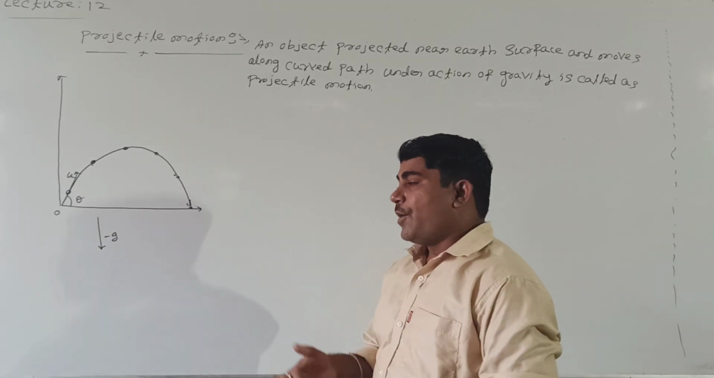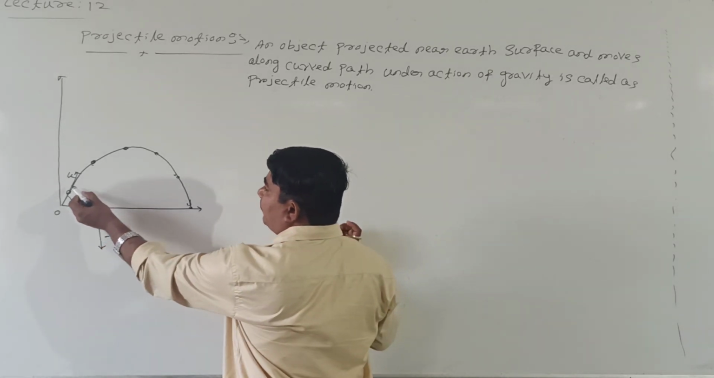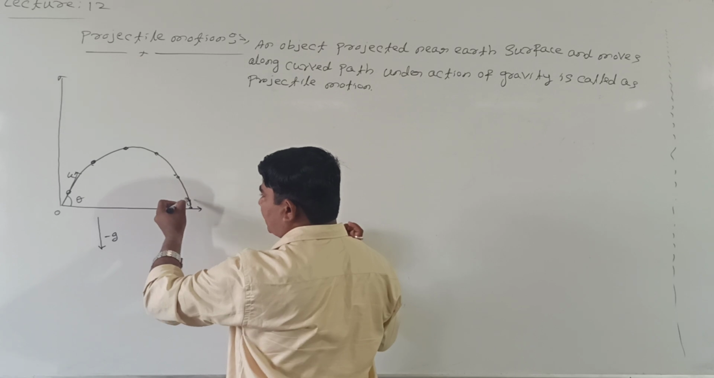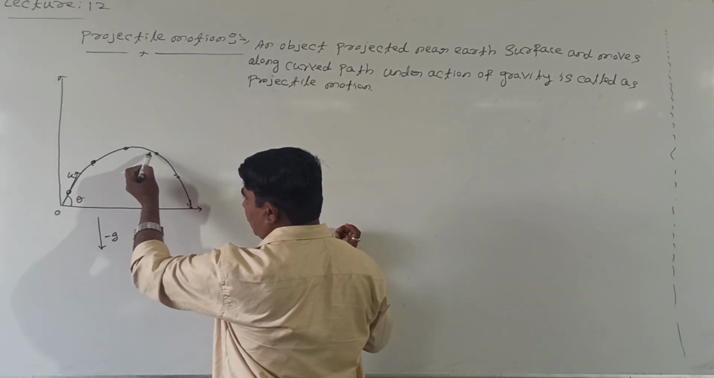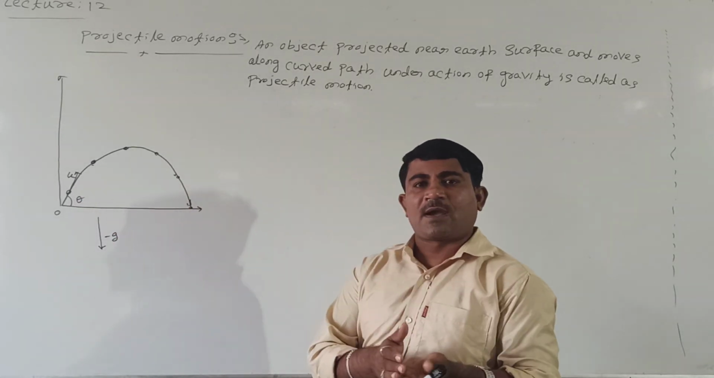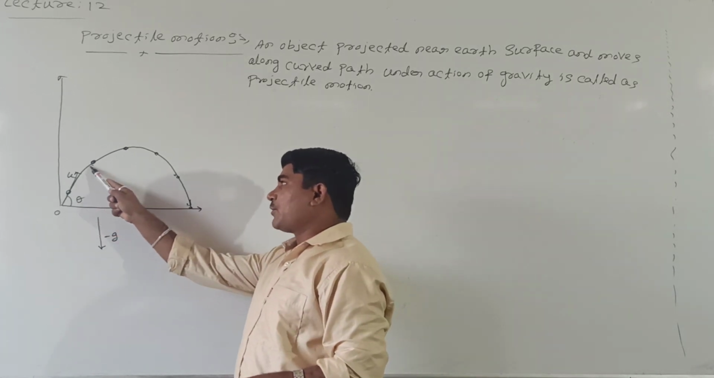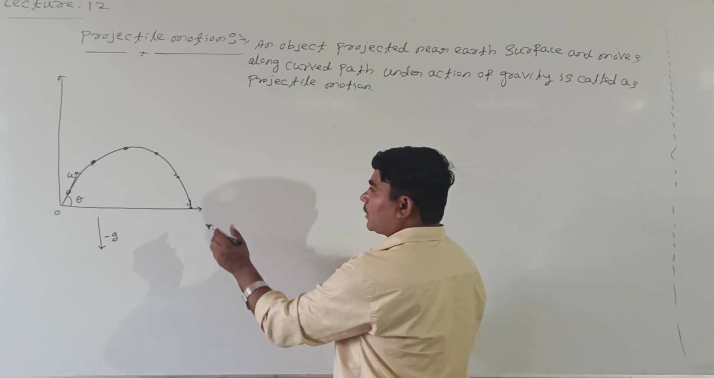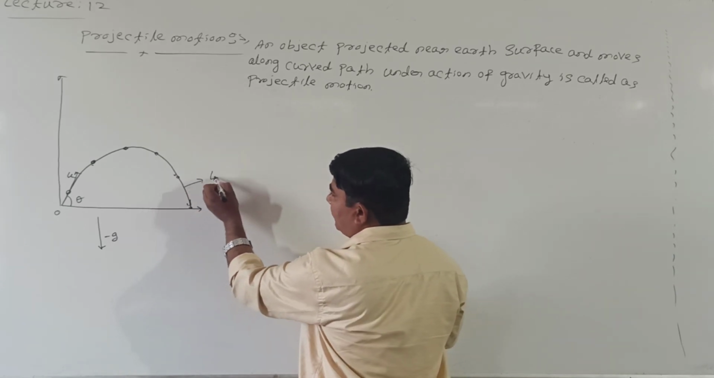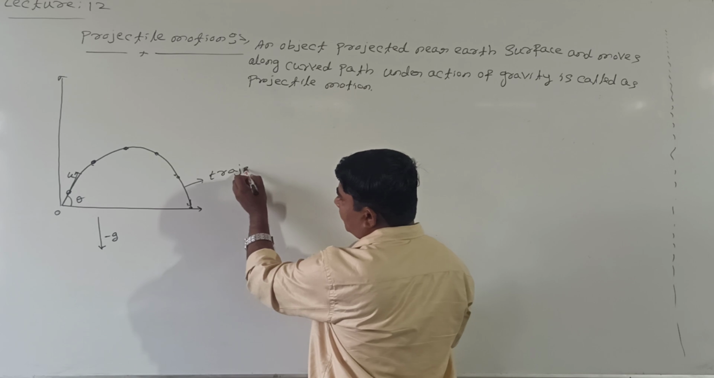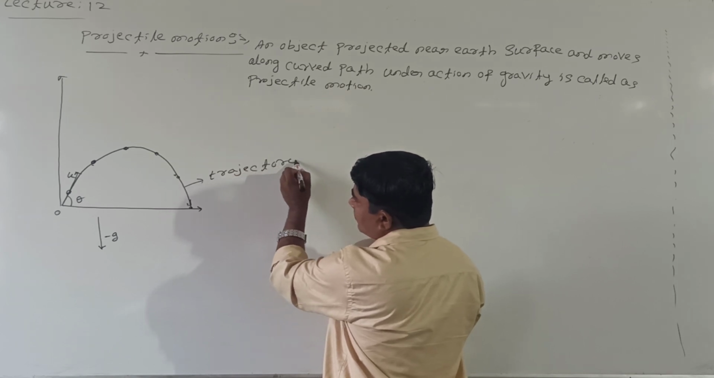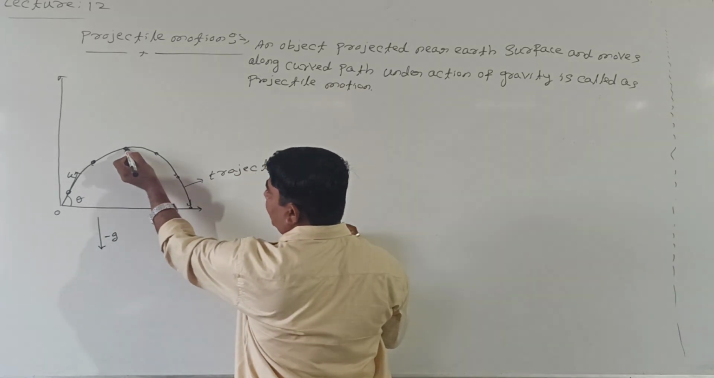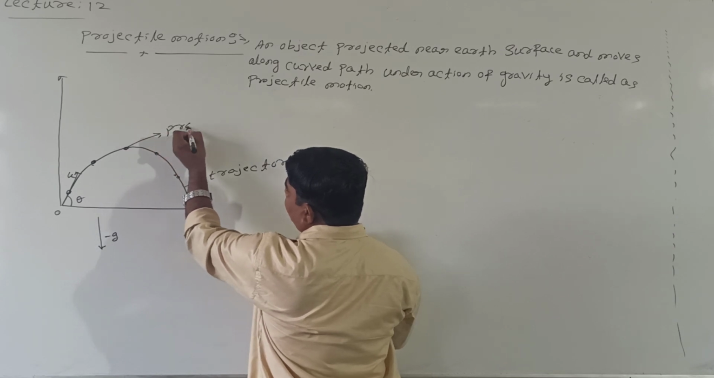And whatever path is followed by the projectile, this we are calling the trajectory. Whatever distance traveled or path followed by the projectile, this we are calling the trajectory. And this object we are calling the projectile.